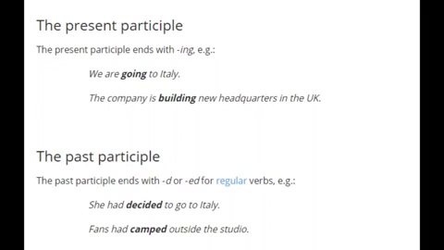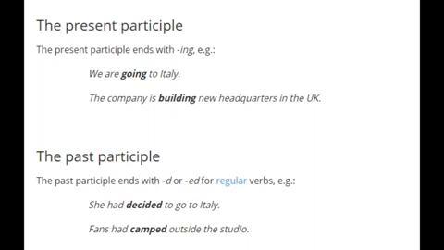And the past participle. The past participle ends with d or ed for regular verbs. Example, she had decided to go to Italy. Fans had camped outside the studio. So these were the present and the past participles. The present participle is formed by adding ing, and the past participle is formed by adding d or ed.